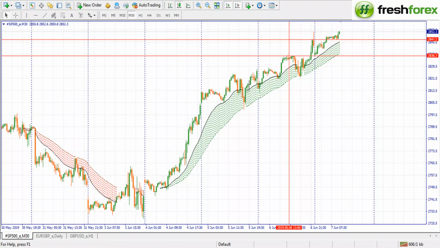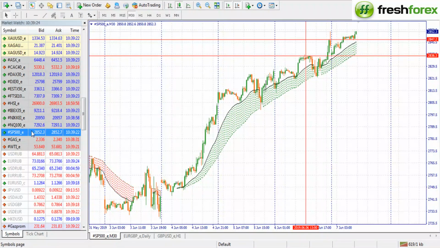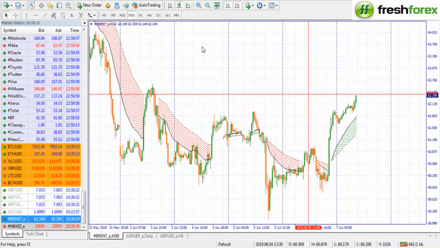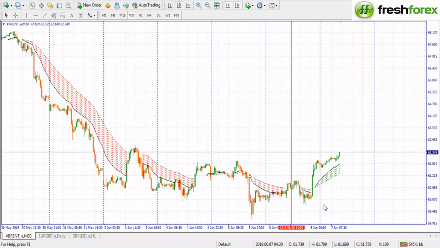We move forward to the next chart. That should be Brent oil. Brent oil is here. I had it yesterday, it was below here. So Brent oil is upwards. As you can see, the trend has just changed upwards.